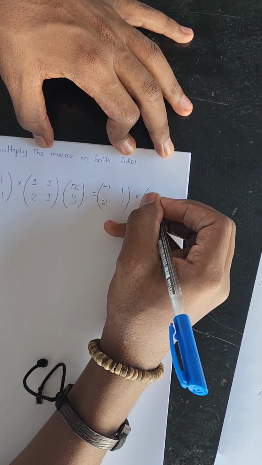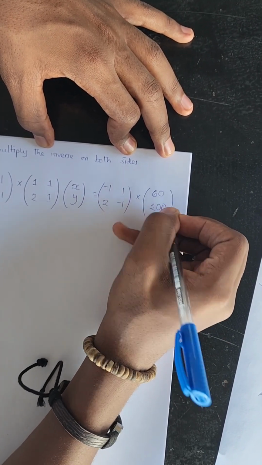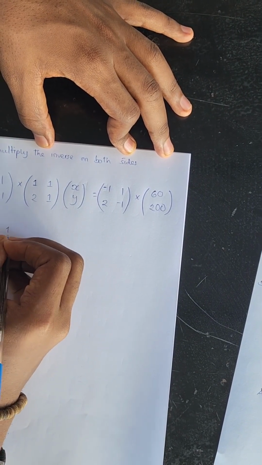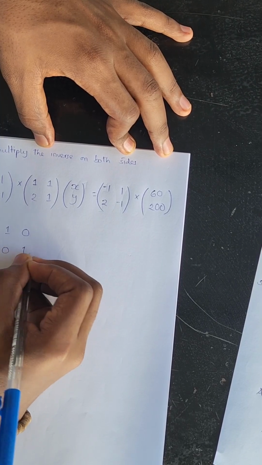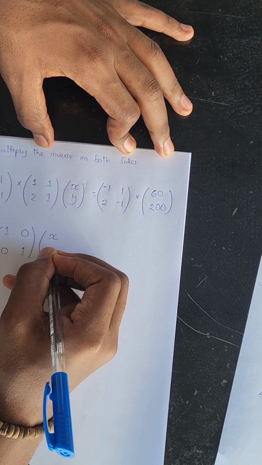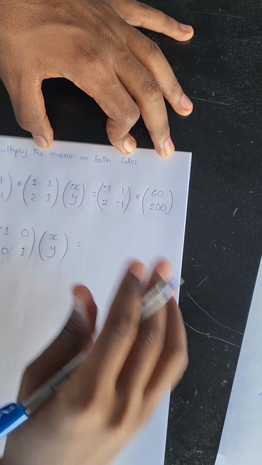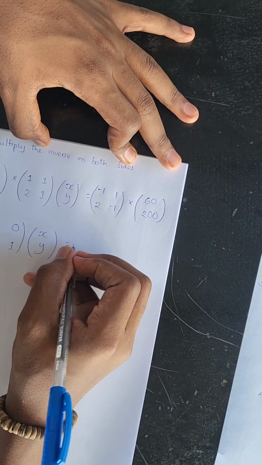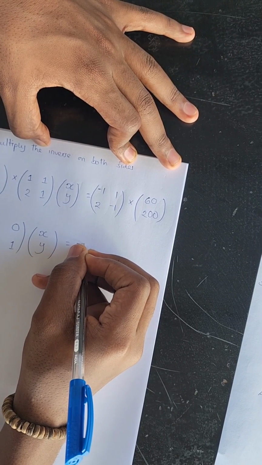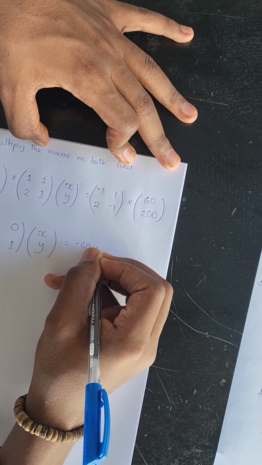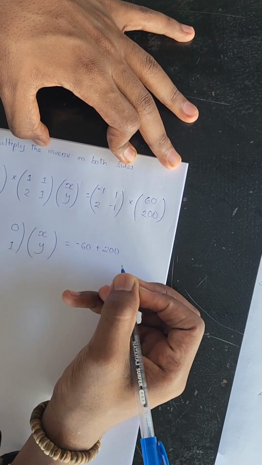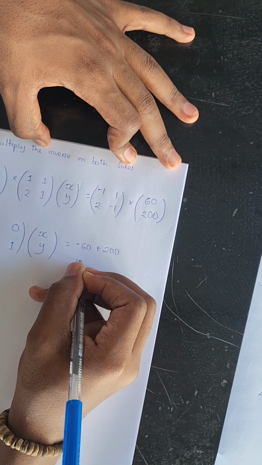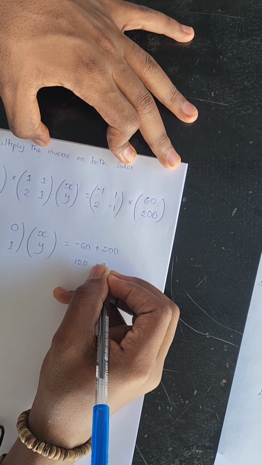times 60 200. Okay, so on this side we're going to have what we call the identity matrix, which is 1 0 0 1 times x y equals, on this side we need to multiply, so it's row times column. So we have negative 60 plus 200, and the bottom one is going to be 120 minus 200.